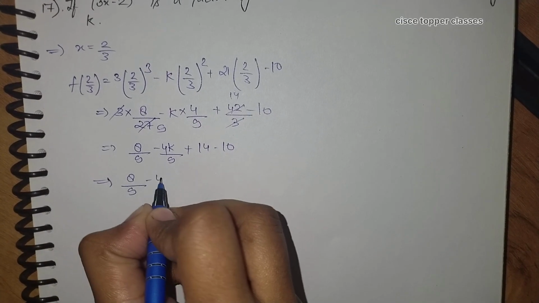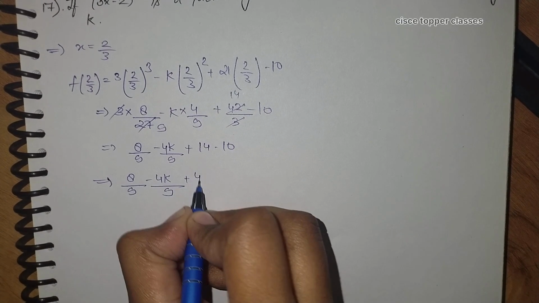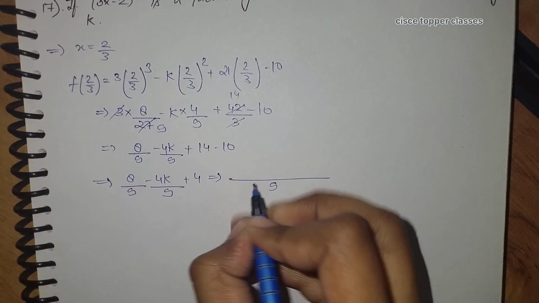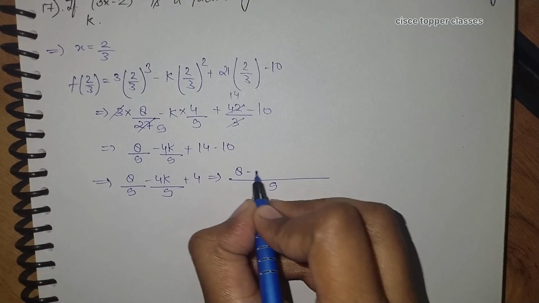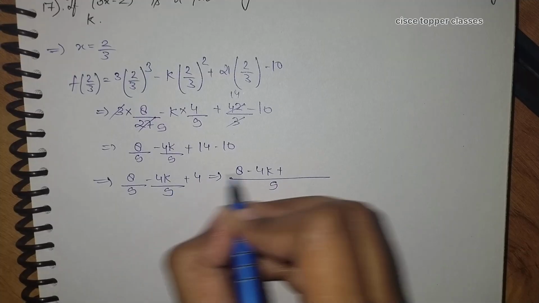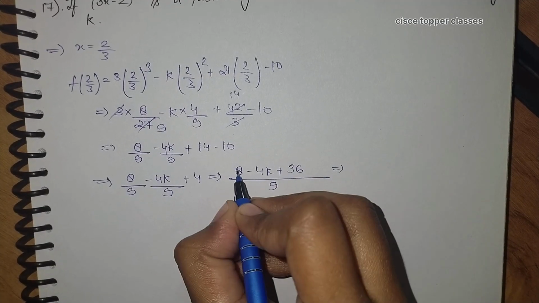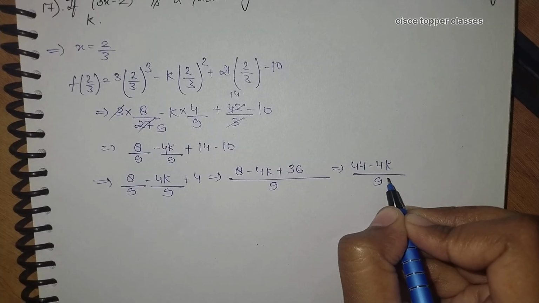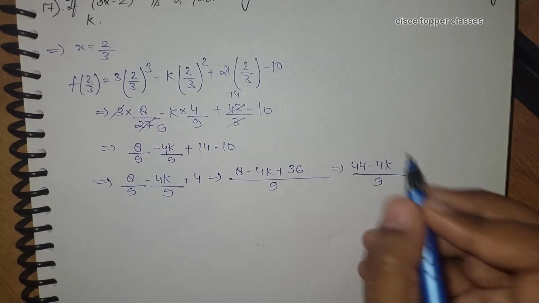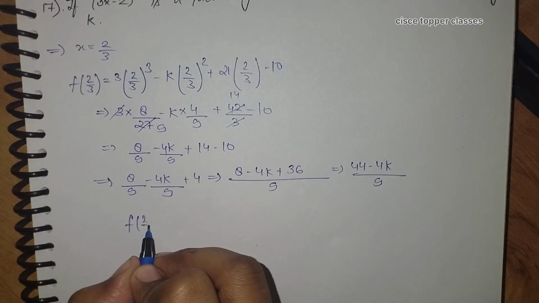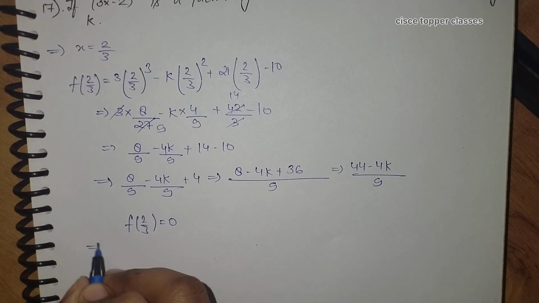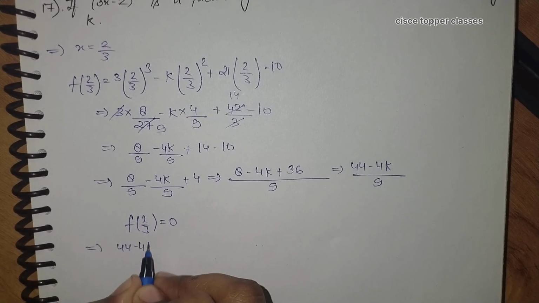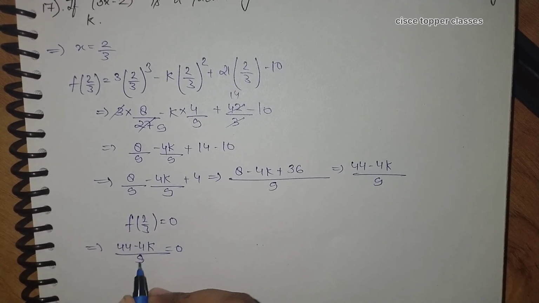So 8/9 minus 4k/9 plus 4. Taking LCM as 9, it becomes 8 minus 4k plus 9 into 4, which is 36. Adding 36 plus 8, it becomes (44 minus 4k)/9. As we know, the remainder is 0 because it is a factor. So f(2/3) is 0. We put the value of f(2/3), that is (44 minus 4k)/9, and from there we can find the value of k.